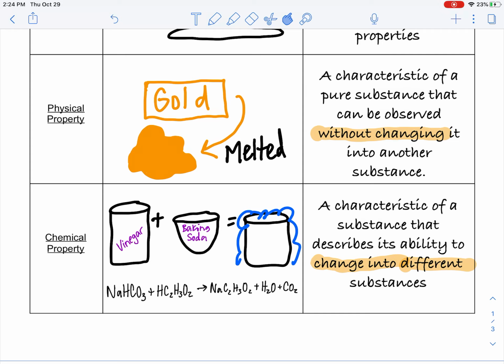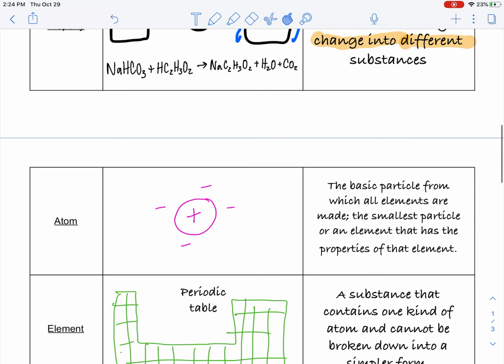So always ask yourself that question after you witness something happening. Is it what it used to be? And if the answer is yes, it's going to be physical. If the answer is no, it's going to be chemical. And we'll keep looking at these when we get to our doodle.